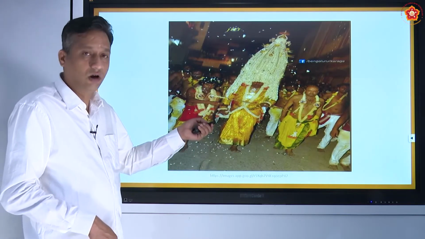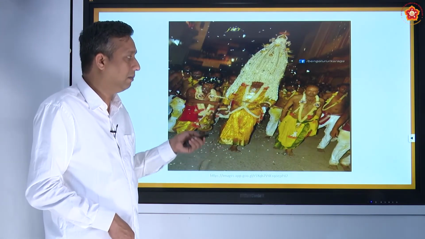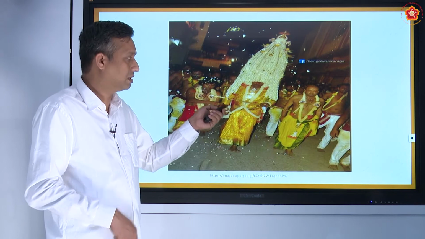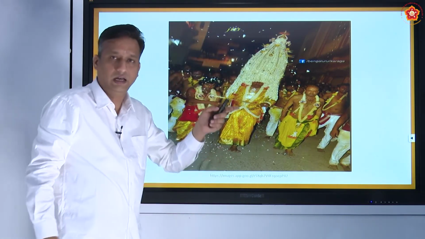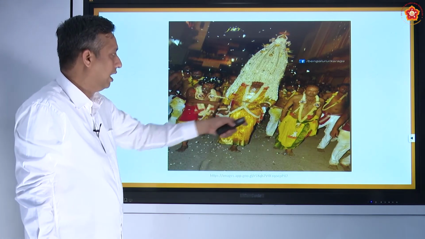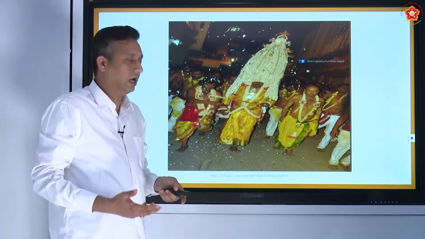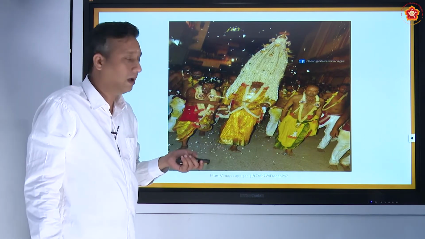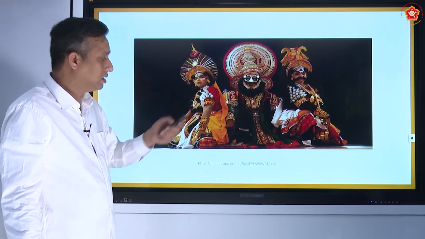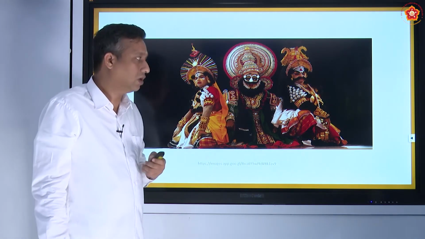Then this is called Karaga, which is famous in the Bengaluru area. In Karaga they keep the idol covered with flowers, and the dance goes on, and the priests will be accompanied. This is called the Karaga festival, famous in Bengaluru. This is the Yakshagana. So this Yakshagana is famous in South Canara particularly.